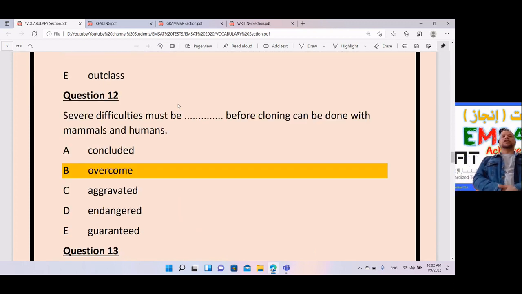Question 12, severe difficulties must be overcome before cloning can be done with mammals and humans. So overcome here is an adjective, not a verb, because if it's a verb, it should be in the past participle with -ed. But I'm talking here about an adjective, like must be logical and so on. So must be overcome, must be brave before cloning.